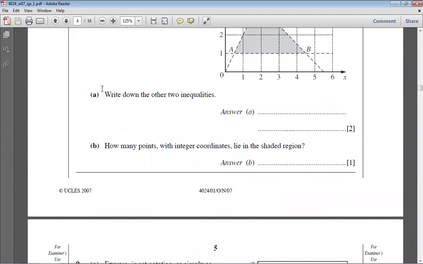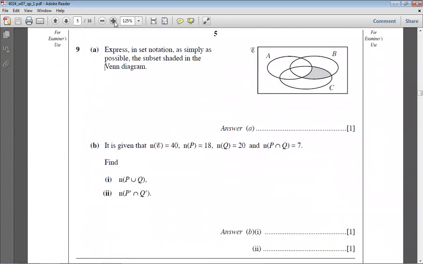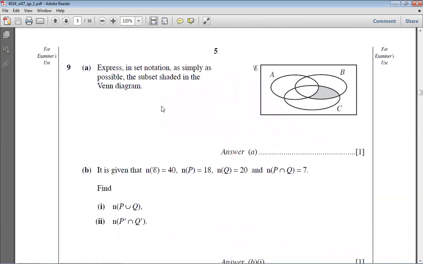So the next question coming up on your screen is about sets and Venn diagram. It says, express in set notation as simply as possible the subset shaded in the Venn diagram. So here you can see only this small portion is shaded. Okay, so what is this portion? This portion is out of A. This portion is out of the circle A. Okay, so that will be the A complement.